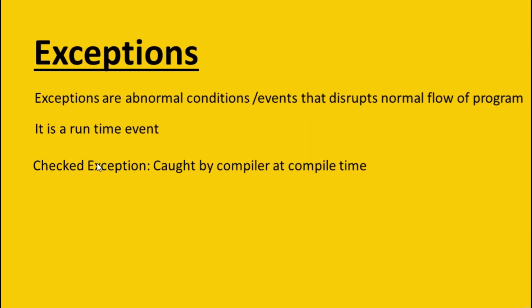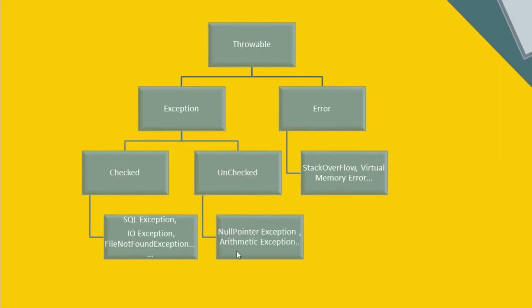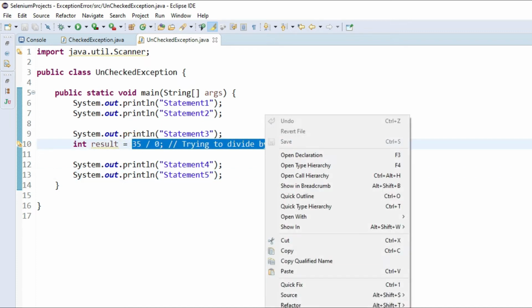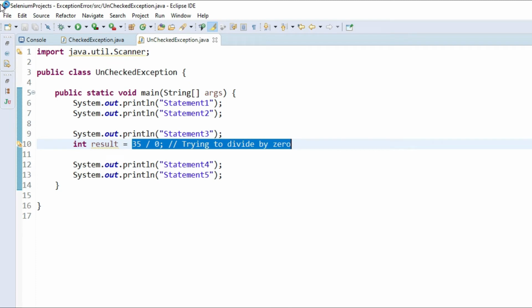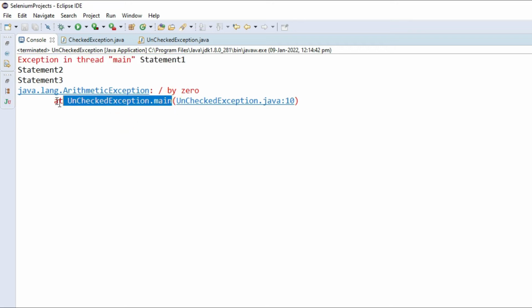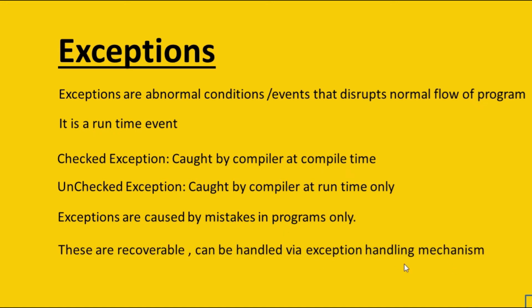Exceptions for which compiler does not throw a warning during compile time and which occur directly at runtime are called unchecked exceptions. Some runtime exceptions are NullPointerException, ArithmeticException, and many more. Here I am trying to divide a number by 0 for which I am not getting any error at compile time. I will be getting the exception after running the program only. This is how unchecked exceptions behave and can only be caught at runtime. As we saw here, may it be checked exception or unchecked exception, both occur because of mistakes in programs only, and they both can be recovered using exception handling mechanism.